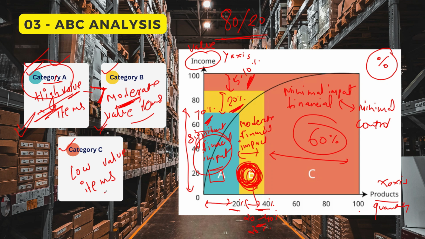And category C are low value items. They have minimal financial impact, so they have minimal control. Examples for category C items would be office supplies, stationery, and other things, inexpensive components, or products with low demand.